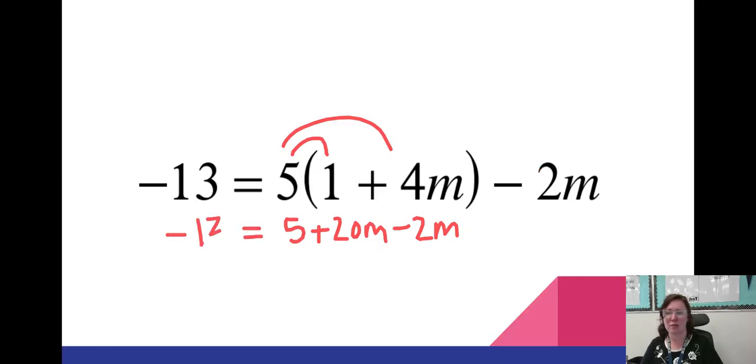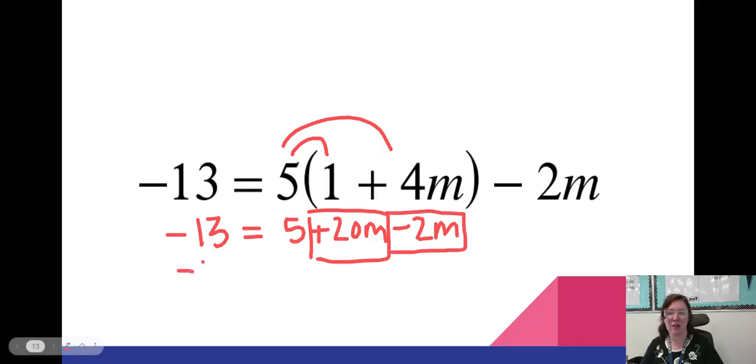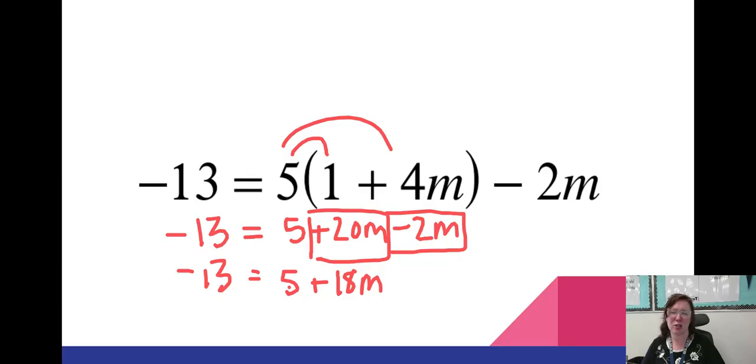We still have negative 13 on this side. Combine like terms, a positive 20m minus 2m, we now have negative 13 equals 5 plus 18m. And then it's a two-step equation. Subtract 5 on both sides and then divide by 18. It looks like it would be a negative 1.